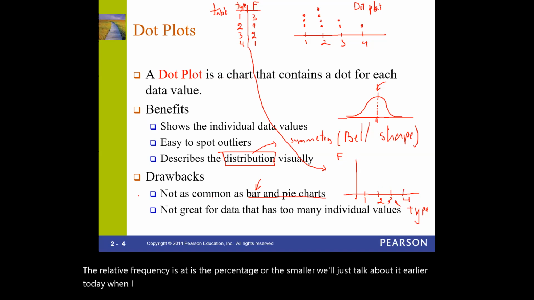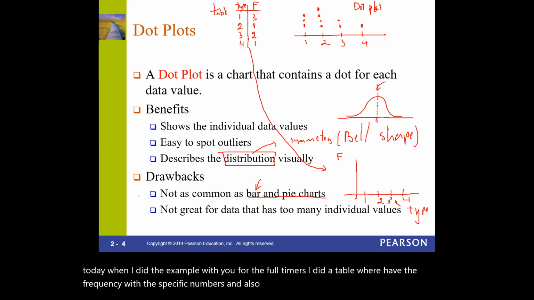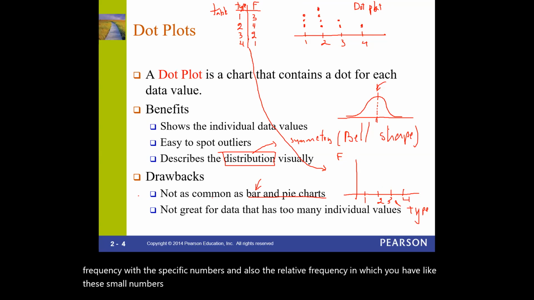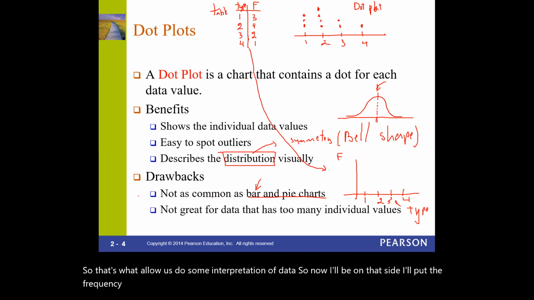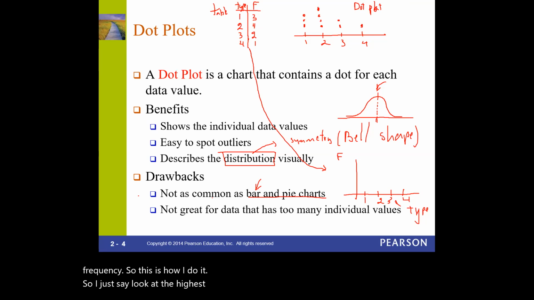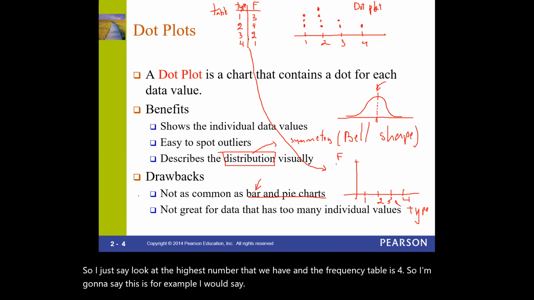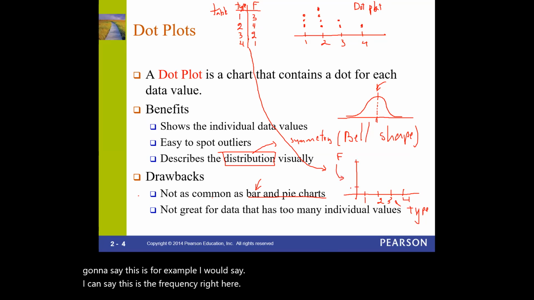When I did the example with you for the full timers, I did a table where I have the frequency with the specific numbers, and also the relative frequency, in which we have decimal numbers and percentages. That's what allows us to do some interpretation of data. So now on that side, I'll put the frequency. This is how I do it. I look at the highest number that we have in the frequency table, which is 4. I can divide it like this: 1, 2, 3, and then 4.